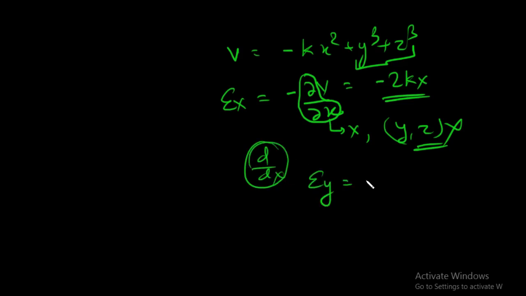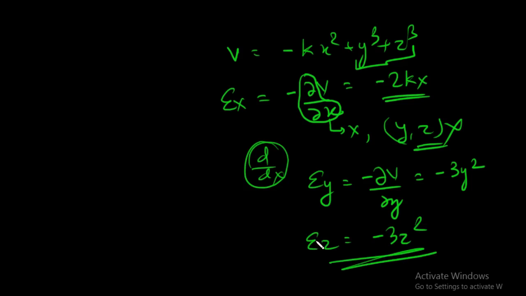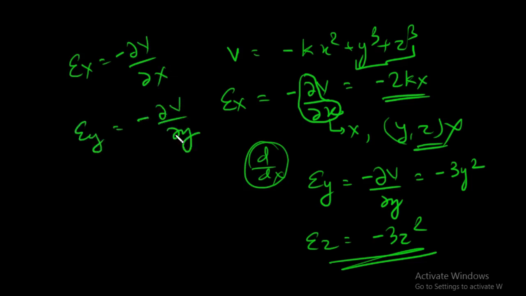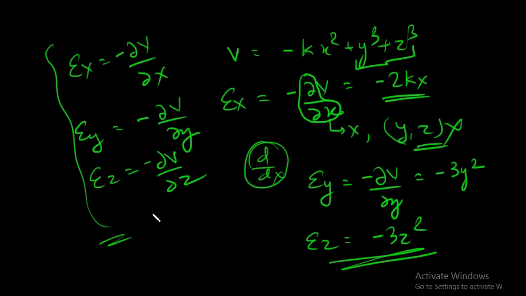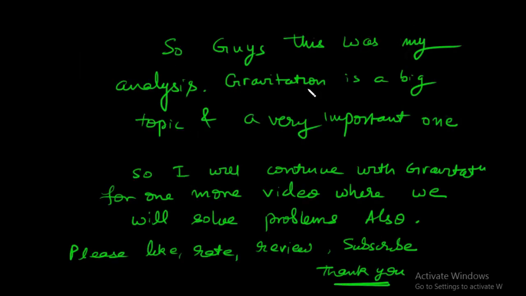Similarly, Ey would be equal to minus del V by del y. In this expression, it would be equal to minus 3y square. Ez would be equal to minus 3z square. So we have Ex equal to minus del V by del x, Ey equal to minus del V by del y, and Ez equal to minus del V by del z. This I wanted to explain is a very important concept. So guys, this was my analysis.